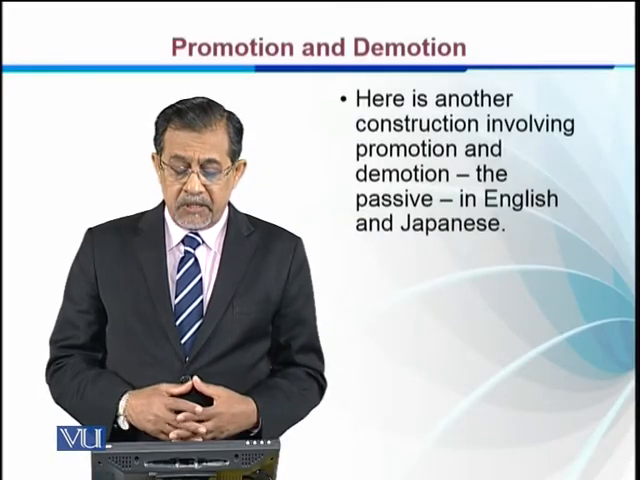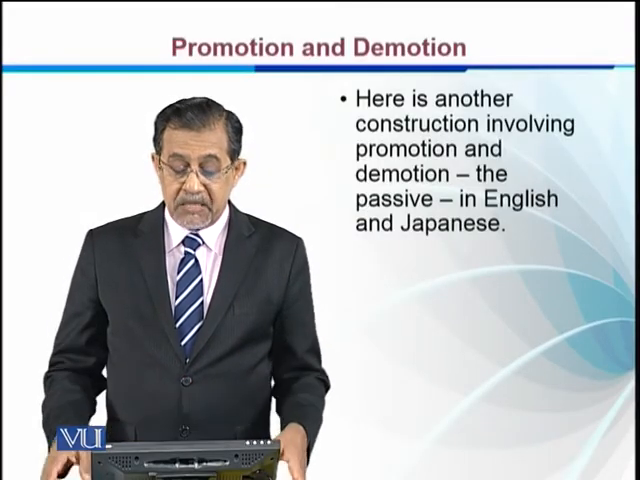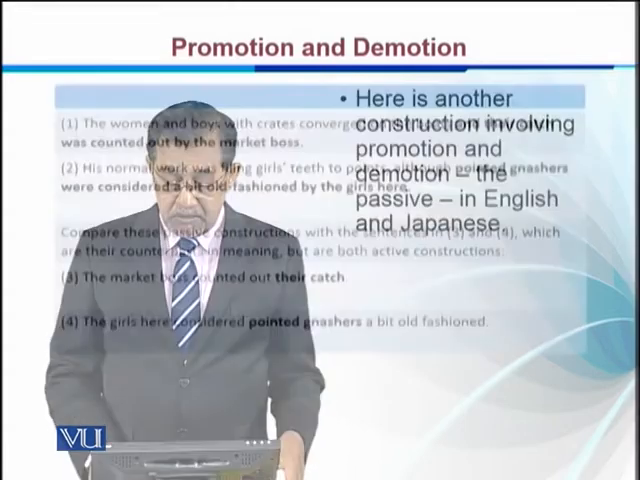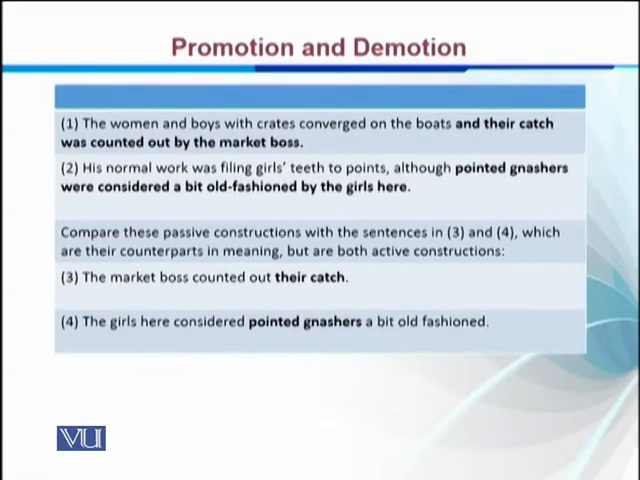Here is another construction involving promotion and demotion: the passive in English and Japanese. So the woman and boys with crates converge on the boats, and their catch was counted out by the market boss, right? His normal work was filing girls' teeth to points, although pointed gnashers were considered a bit old-fashioned by the girls here. These are two passive constructions. We can see that these are was counted and were considered, right?